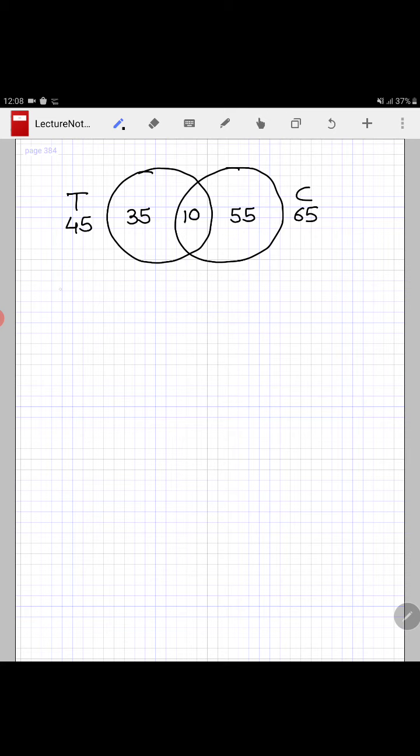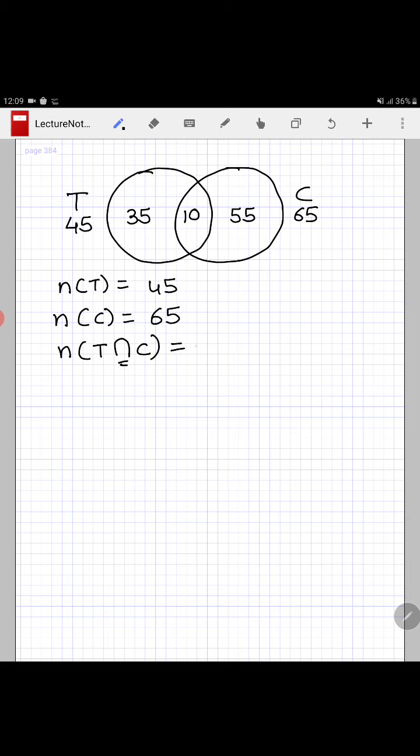Now, the number of tea lovers is equal to 45. The number of coffee lovers is equal to 65. Now, the total number of tea and coffee lovers. So we represent that by intersection. So the number of tea and coffee lovers. This symbol stands for intersection. This is both tea and coffee. So this is given by the number common to both, which is equal to 10.